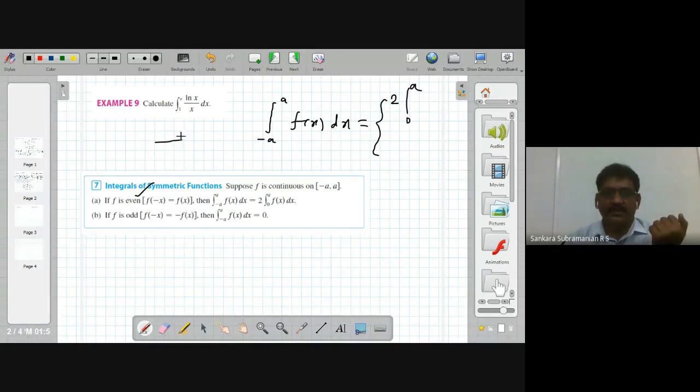This is minus a, this is plus a, okay, this is minus a and this is 0. To find the area from here to here, it is enough to find from 0 to a and, due to symmetry, multiply it by 2, and you will get the value. So 0 to a of f of x dx, if f is an even function.